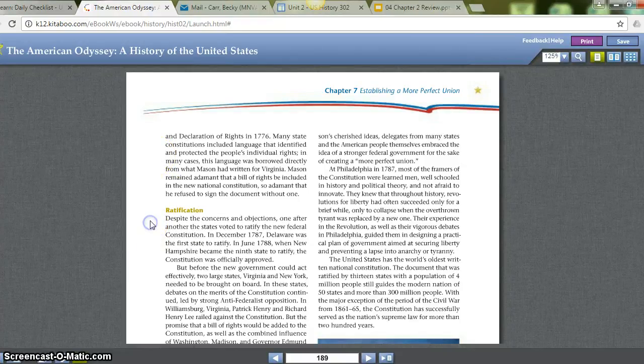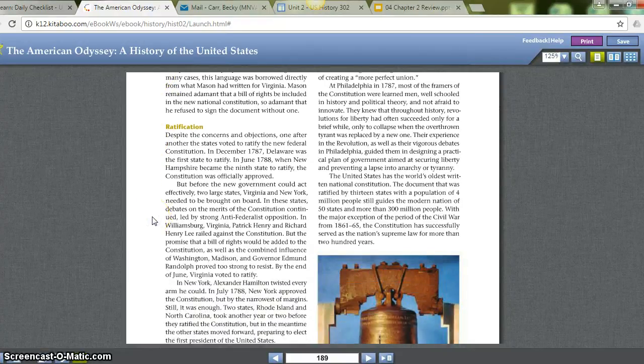Ratification. Despite the concerns and objections, one after another, the states voted to ratify the new federal constitution. In December 1787, Delaware was the first state to ratify. In June 1788, when New Hampshire became the 9th state to ratify, the Constitution was officially approved.